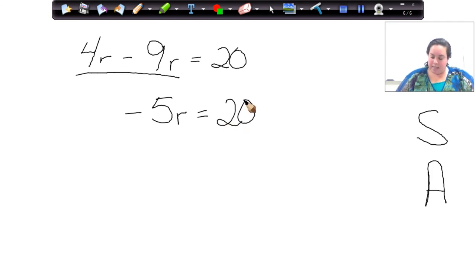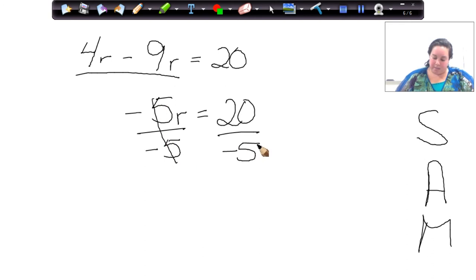And then we're going to use the addition step if we need it. We don't. And then go on to the multiplication step, which tells us we can divide by negative 5 on both sides and cancel out the 5s that way. So if we cancel out negative 5 on both sides, we get 20 divided by negative 5, which is negative 4.